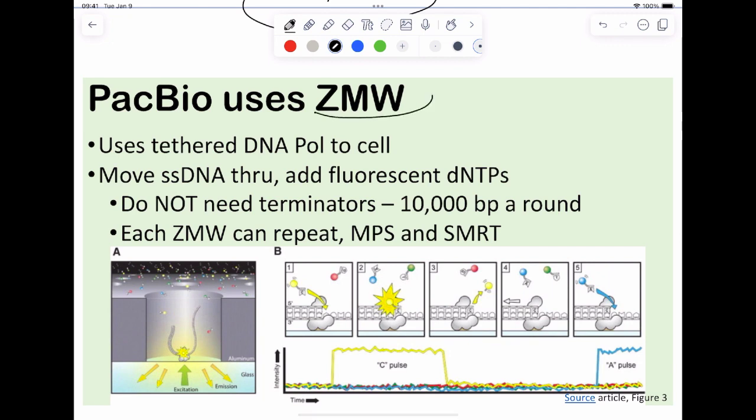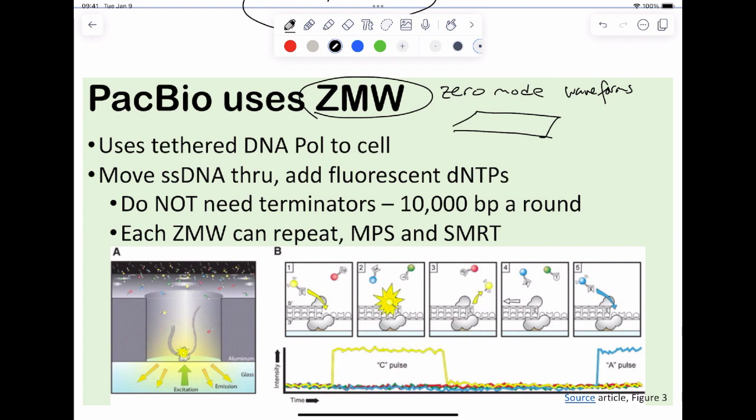So they're going to utilize what are called ZMWs, which are called zero mode waveforms. What they're going to have is a plate, kind of like what we saw before, so a thing the size of a flash drive. And what we're going to have in this plate are going to be itty-bitty wells. Much, much smaller than what we had before. In terms of dimensions of these wells, because I looked it up to write it down, these are going to be 100 nanometers by 70 nanometers. Insanely, freakishly small, tiny holes.